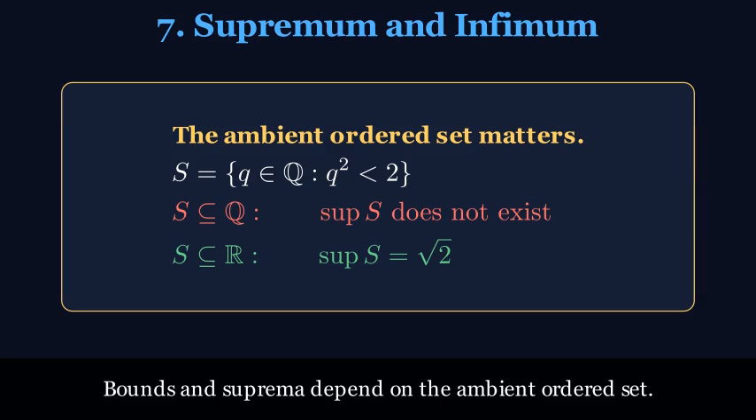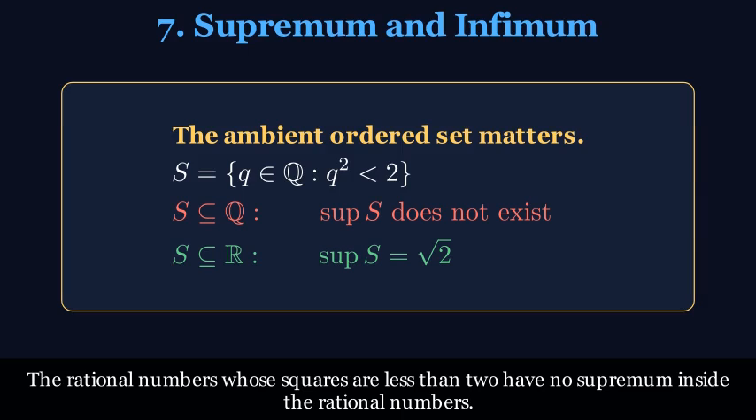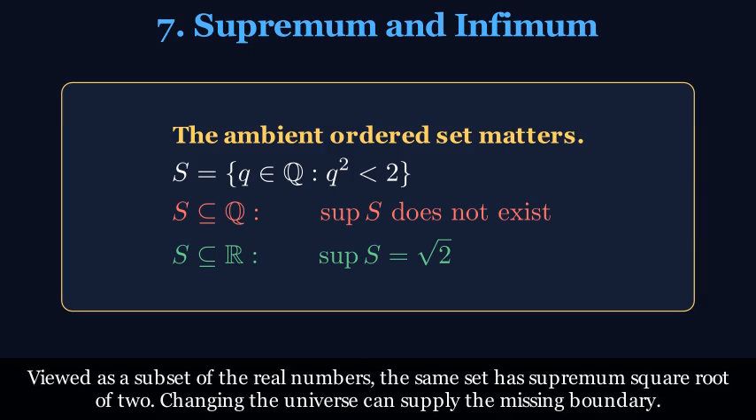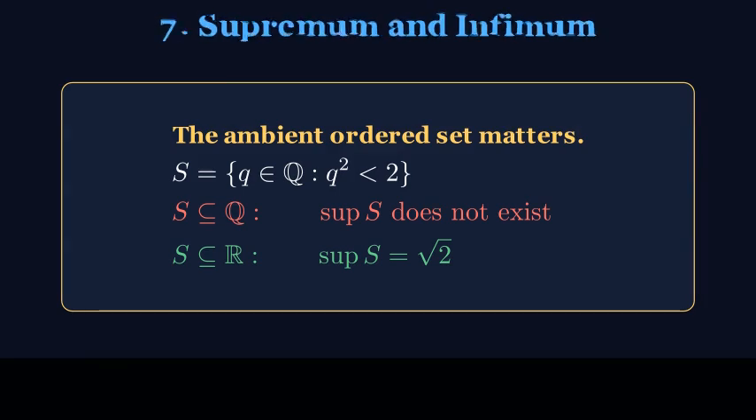Bounds and suprema depend on the ambient ordered set. The rational numbers whose squares are less than 2 have no supremum inside the rational numbers. Viewed as a subset of the real numbers, the same set has supremum square root of 2. Changing the universe can supply the missing boundary.